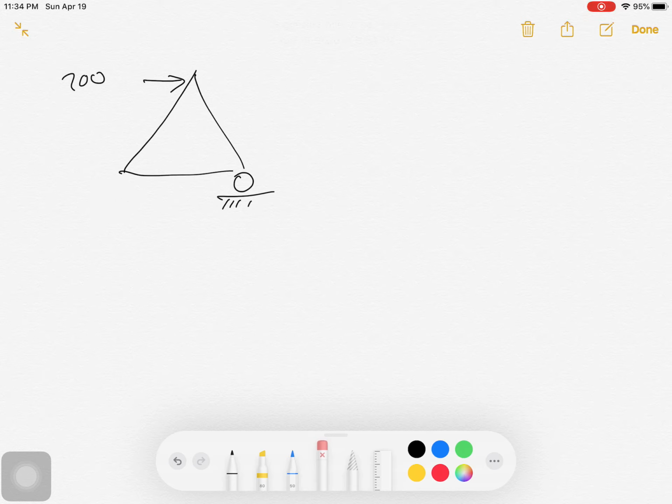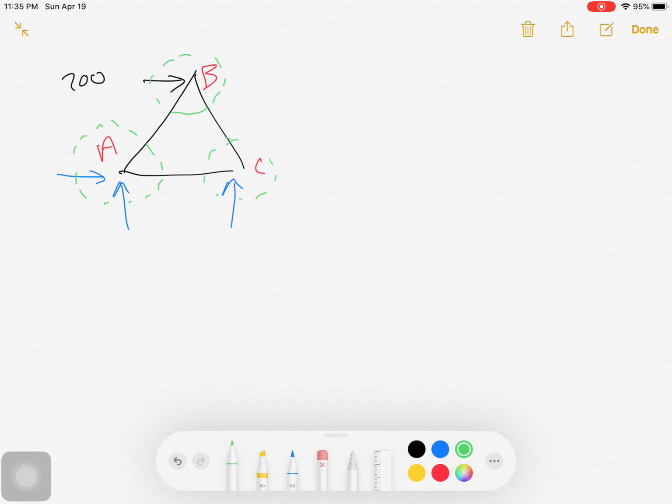And one of the first things you would do is you would remove the pin and roller, and you would replace them with reaction forces. So our pin would have a vertical and a horizontal force, and our roller would just have a vertical force. And of course, we would annotate each corner of this thing. We'd say we'd have A, B, and C. What we're going to do today is draw free body diagrams for A, B, and C. Now, I almost have to imagine that we take and cut out A, B, and C from their environments.